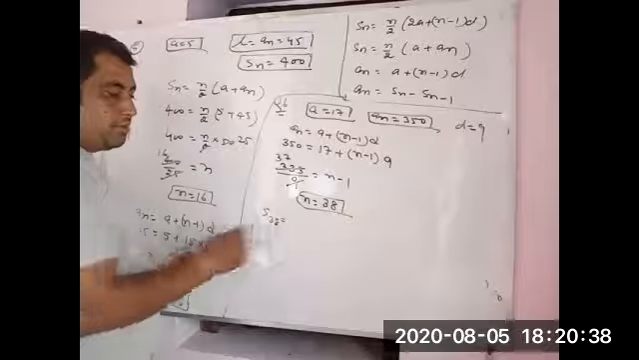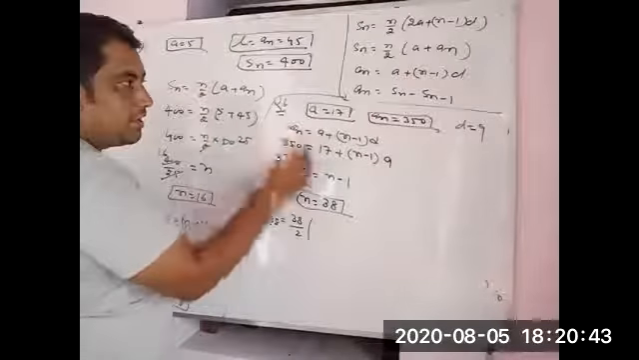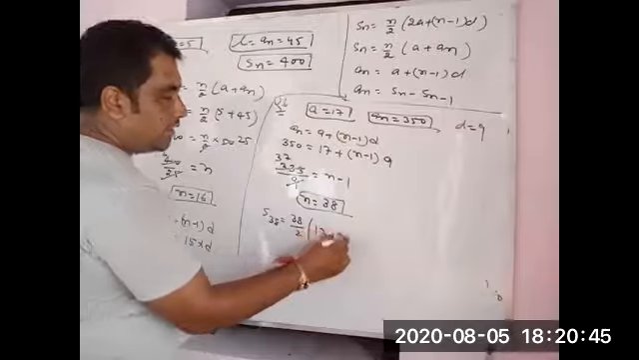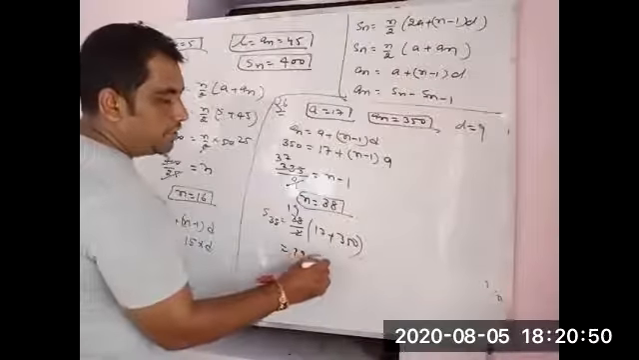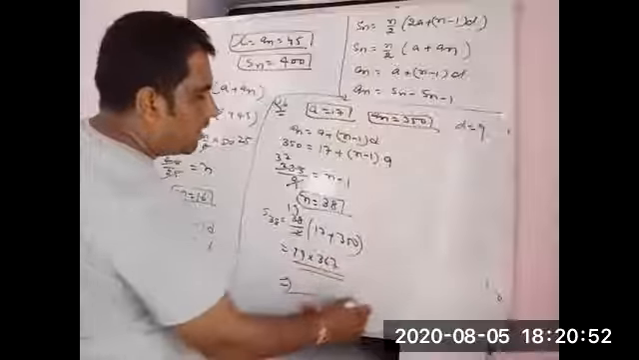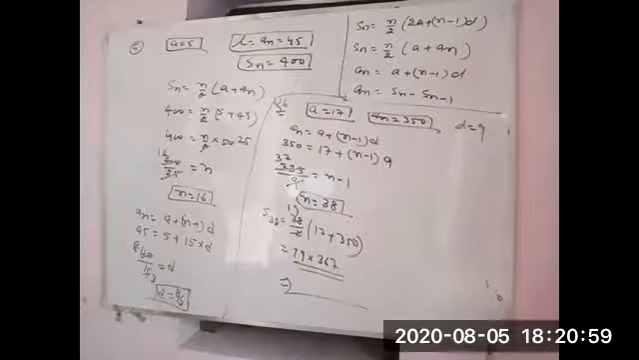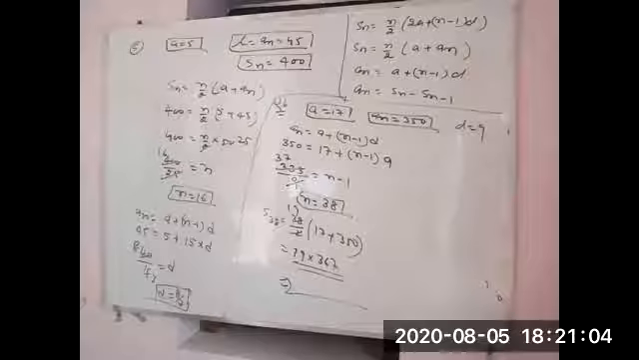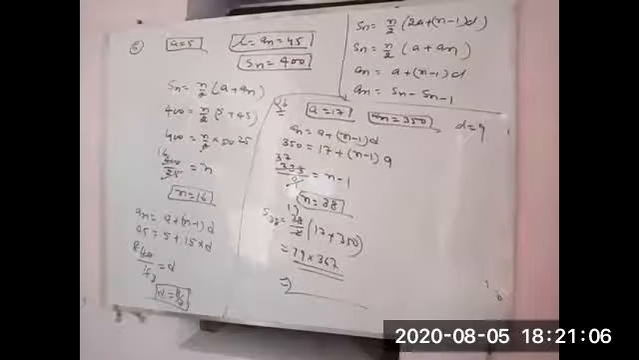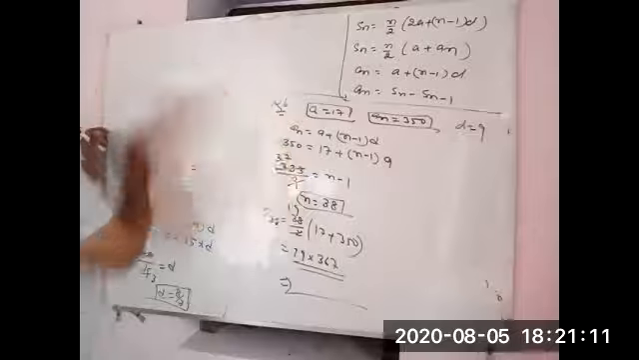S38 will be equal to 38 by 2, a plus an. a is 17 and an is 350. 19 into 367. You can multiply it by yourself and you will get the solution for it. In our next question, what is mentioned here? Find the sum of first 22 terms.